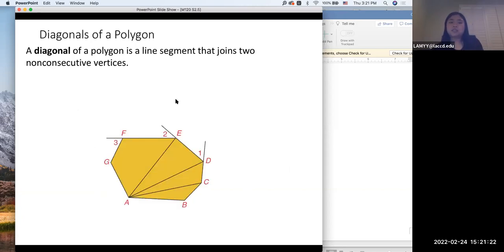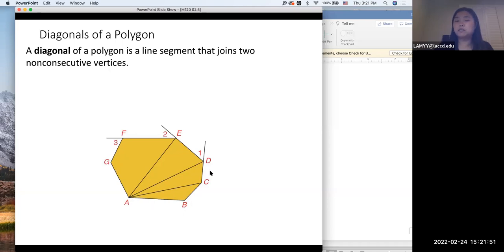Okay, next one. Diagonals of a polygon. A diagonal of a polygon is a segment that joins 2 non-consecutive vertices. Just like this example. If I want to draw a diagonal, it has to connect A to C. I can't connect A to B, right? If I connect A to B, this is not a diagonal. This is going to be a side. Okay, so that's why they say 2 non-consecutive vertices.